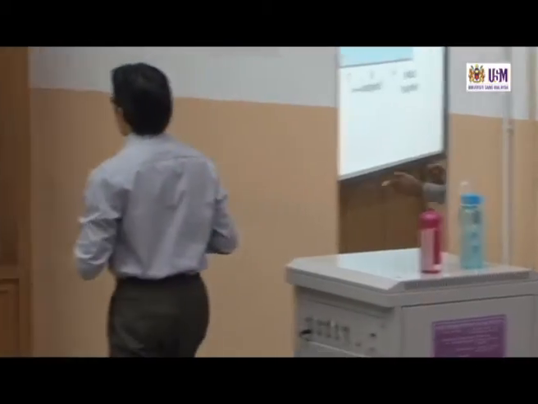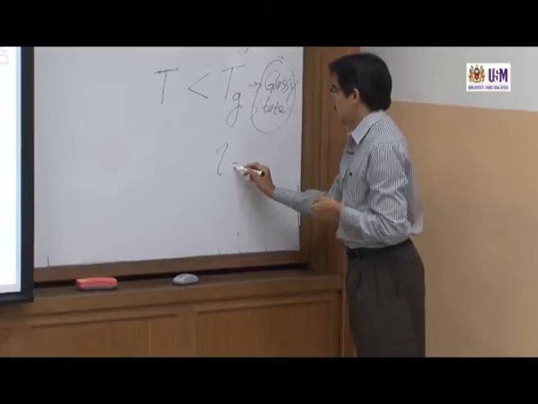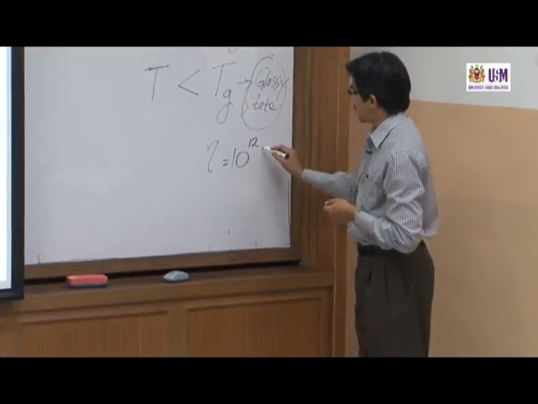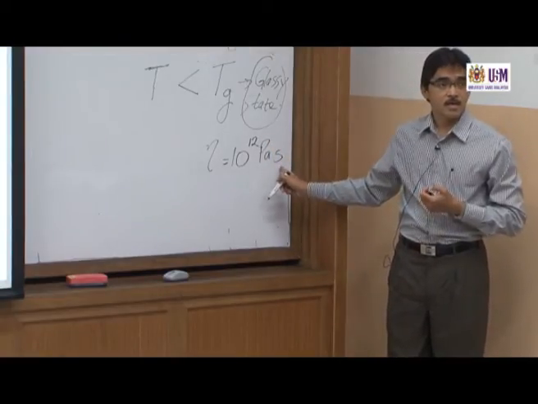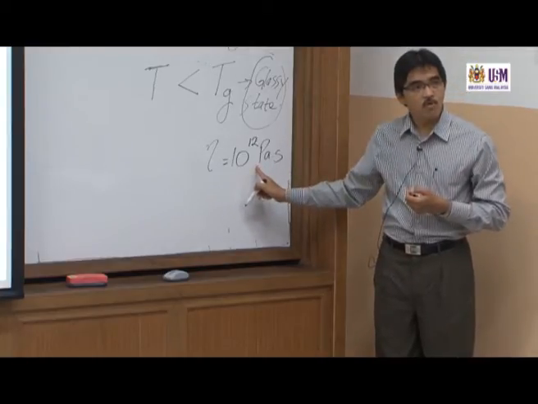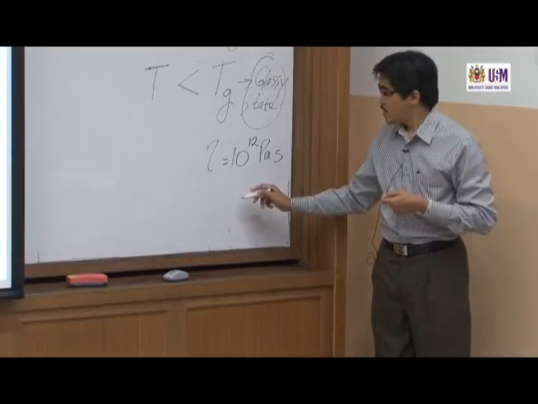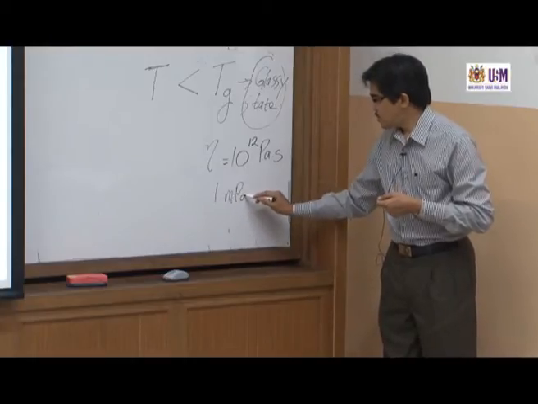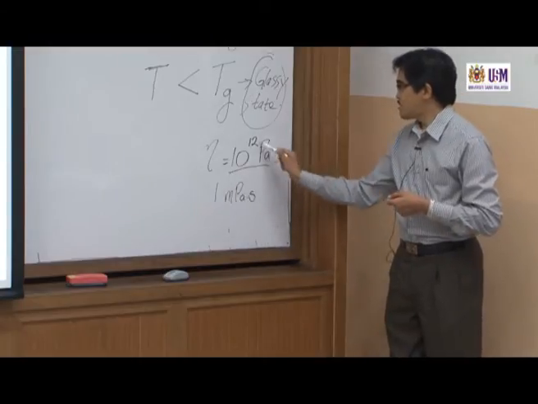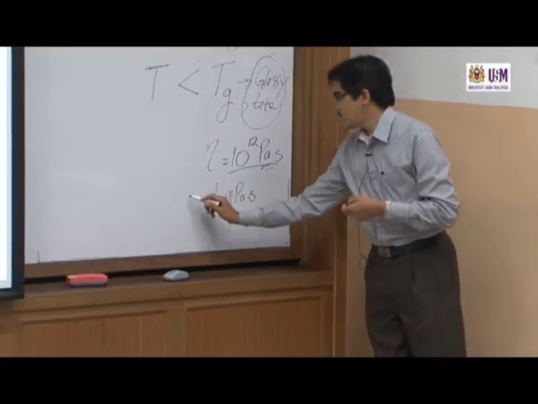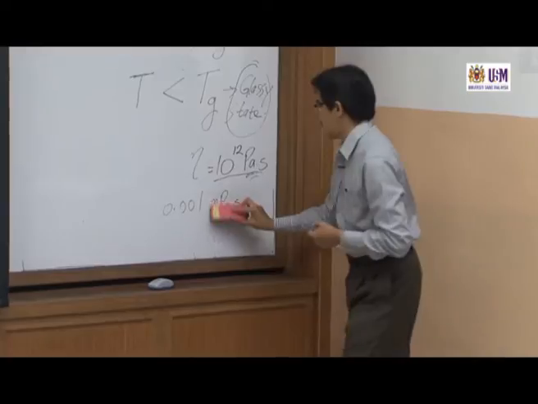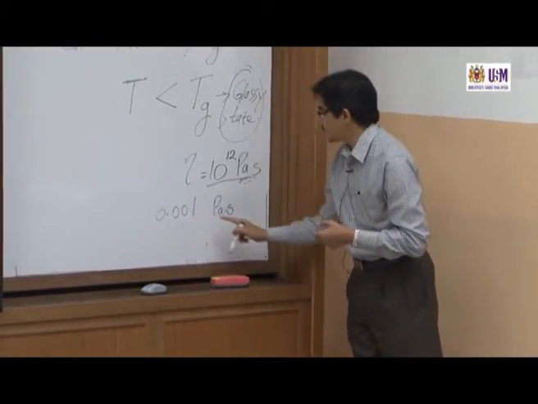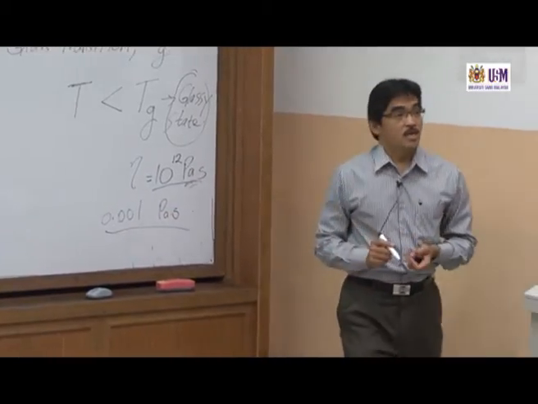So in the glassy state, the viscosity of the system is very, very high, probably around 10 to the 12 Pascal second. Very, very high. The viscosity of water at room temperature, or maybe at 20 degrees Celsius, is only 1 millipascal second. This is 10 to the 12 Pascal second. Or this one equal to 0.001 Pascal. The viscosity of water at room temperature is compared to this. Can you imagine? So the viscosity of the glassy material in a glassy state is very high.